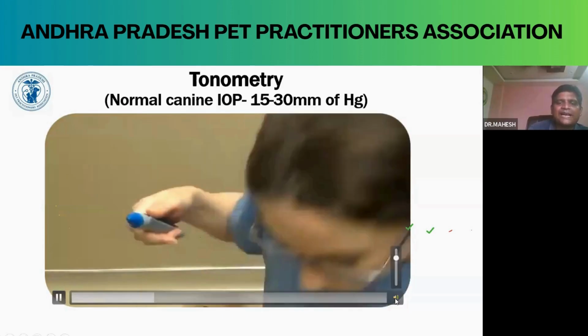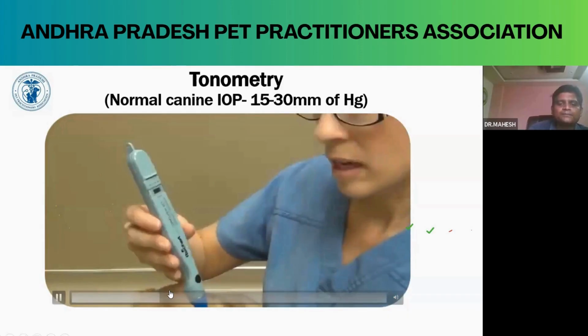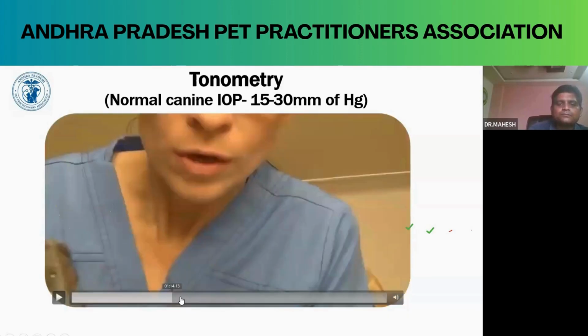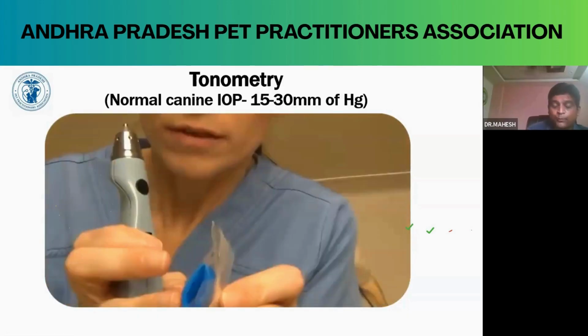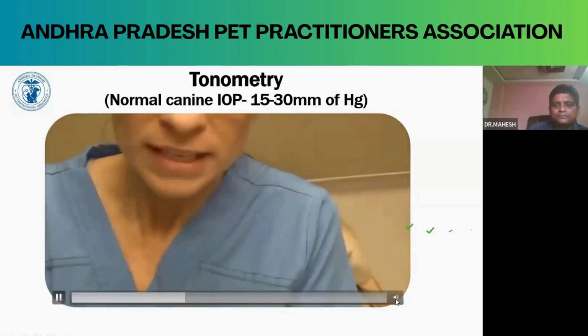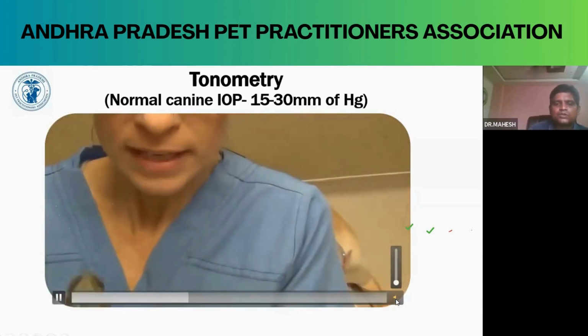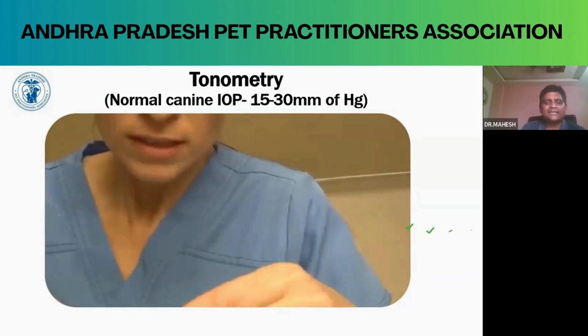Then, after calibration, she is applying the tonopen. Before application of the tonopen, how we apply the cap is very important to avoid mismeasurement or contamination. How do we apply the cap? Cut at the blue side area like this. I can't touch the white. So cut on the blue side and keep it on the tonopen like this.